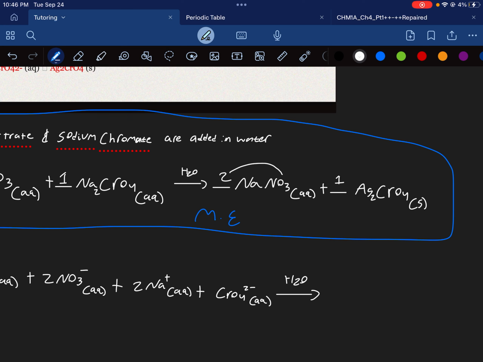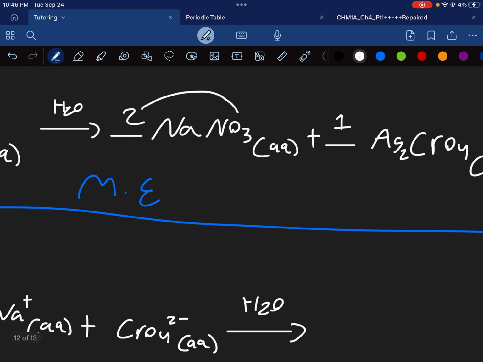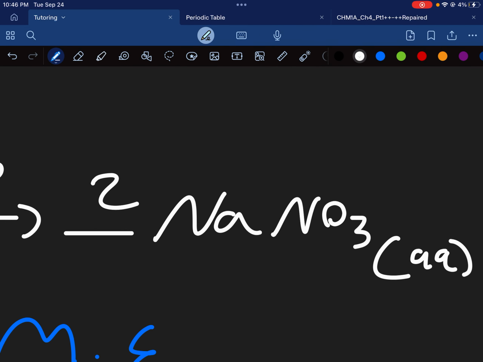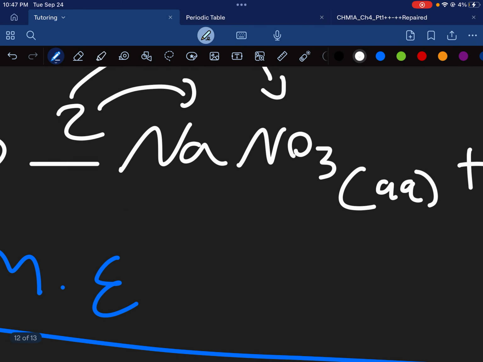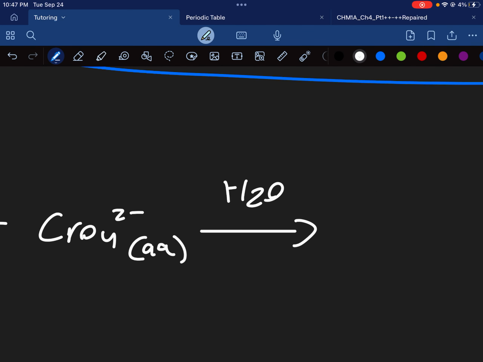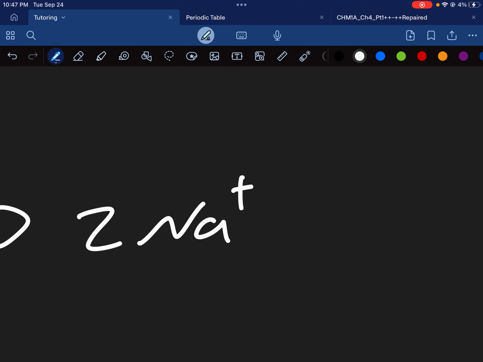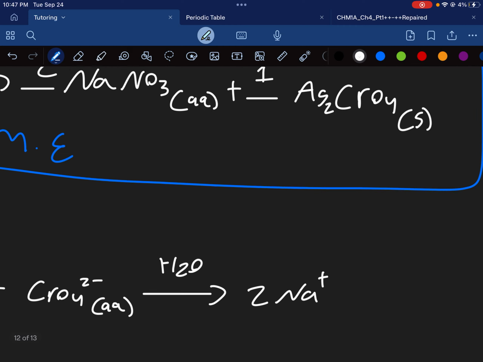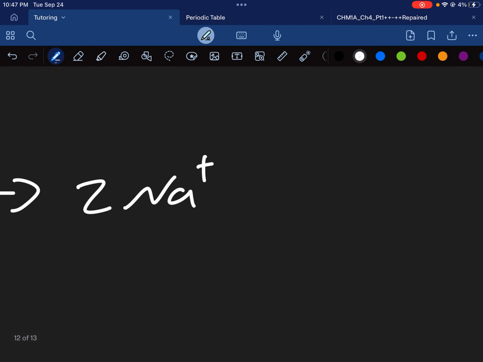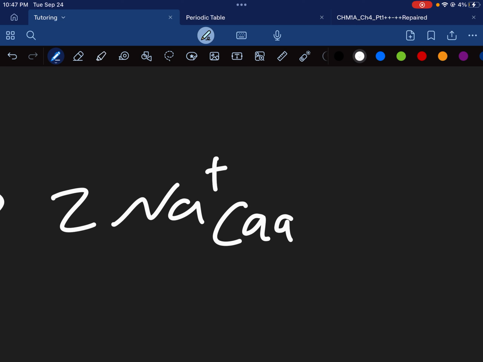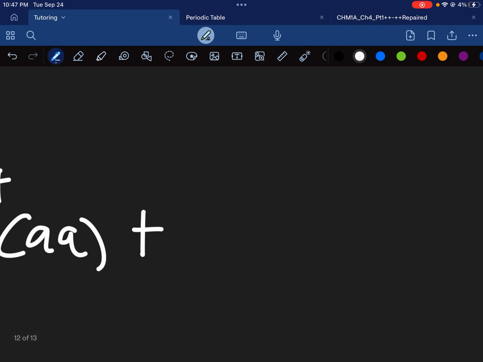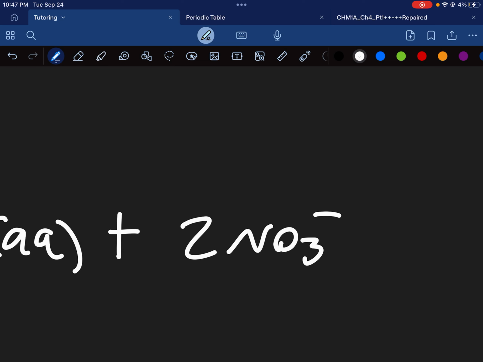Okay, we're back. Now we're going to write the product side. Remember, coefficients are going to distribute. So 2 goes to sodium, 2 goes to nitrate. It's going to be 2 sodium. Is it going to be aqueous or solid? It's aqueous because it was found in an aqueous compound. Next, 2 nitrate. Why a negative charge? Because nitrate has a negative charge. Aqueous, why? Because it was found in an aqueous solution.